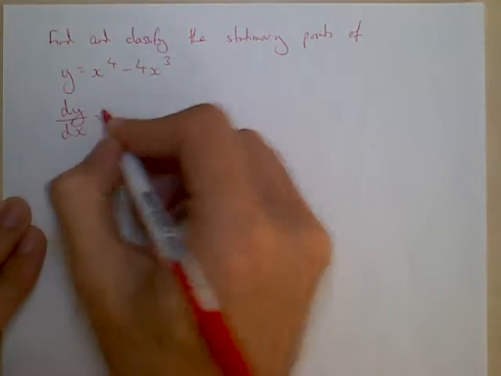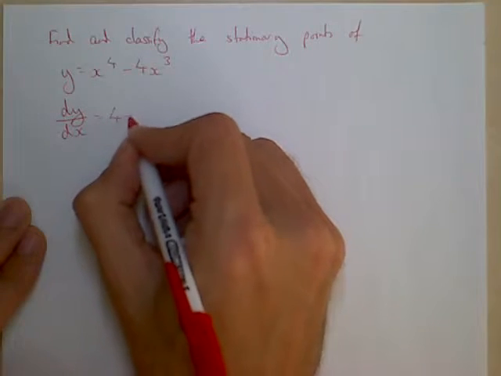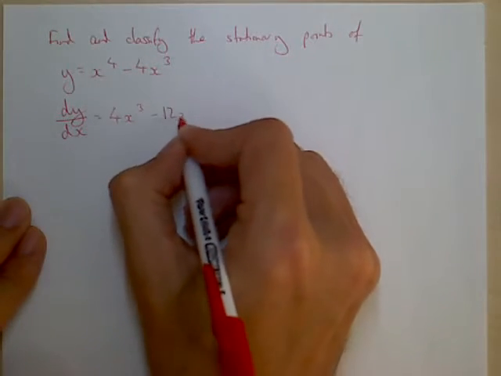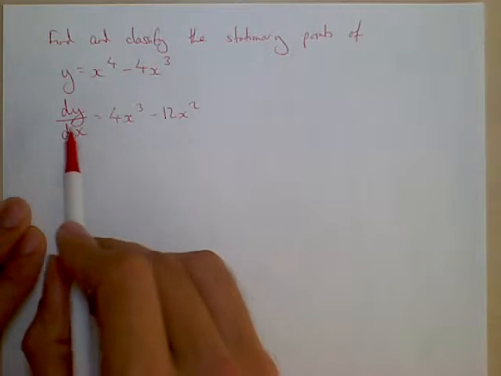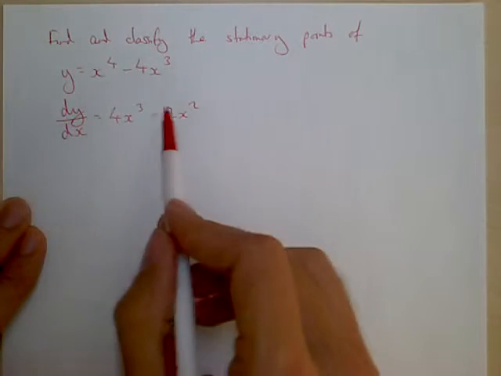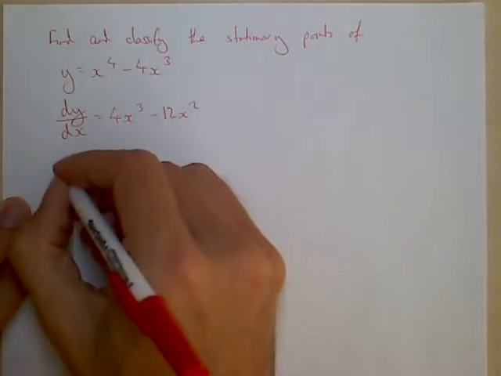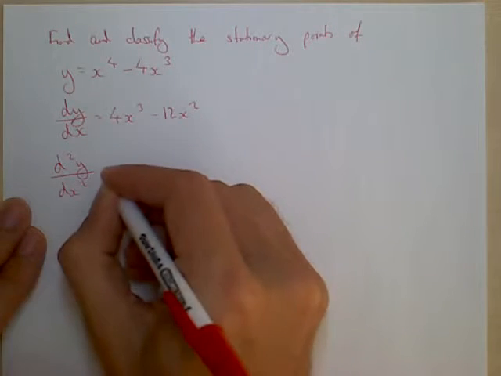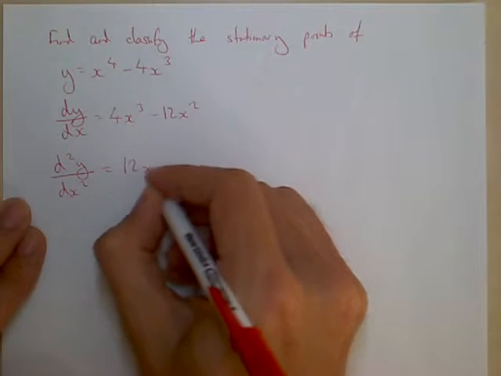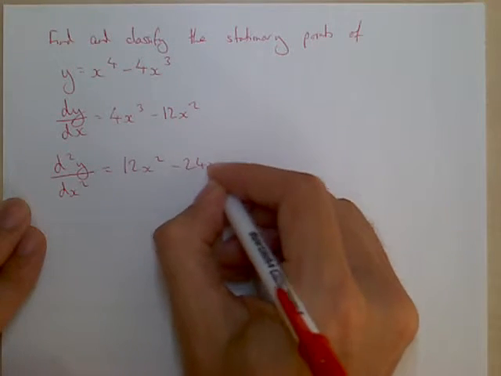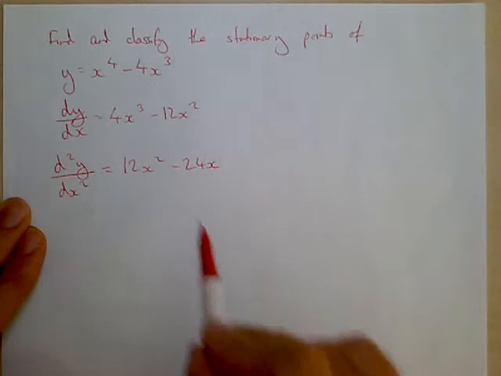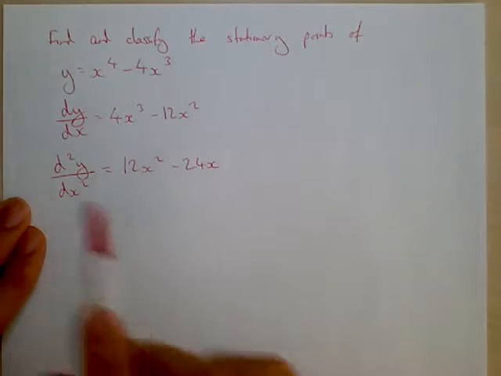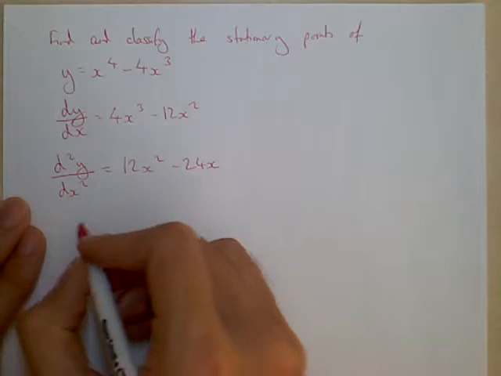If we work out dy by dx here, we'll get 4x cubed minus 12x squared, and we know that when the dy by dx is equal to 0, that's where we get our stationary points. To classify the points, we will need the second derivative, which is d2y by dx squared. That's 12x squared minus 24x. So that's our two bits of differentiation completed. Now let's try and find where the stationary points will be.